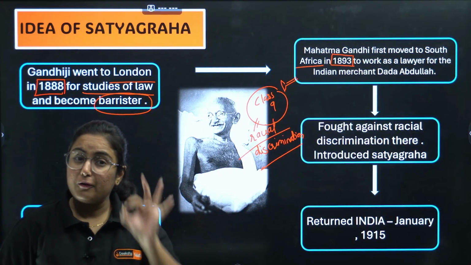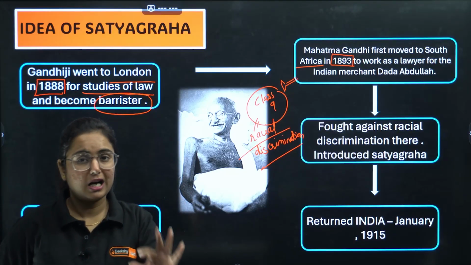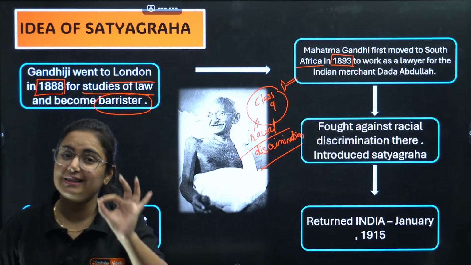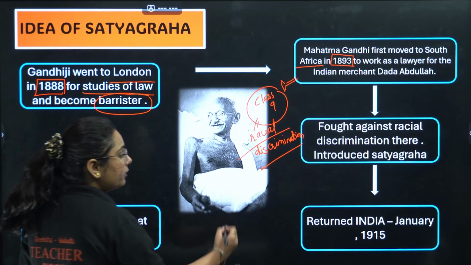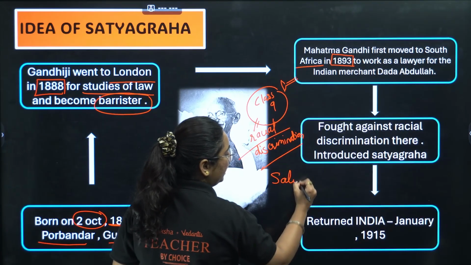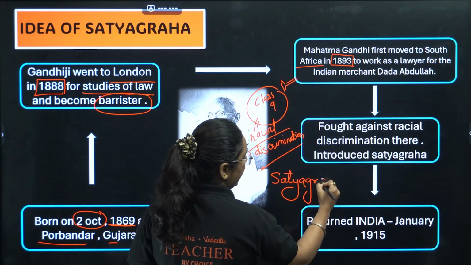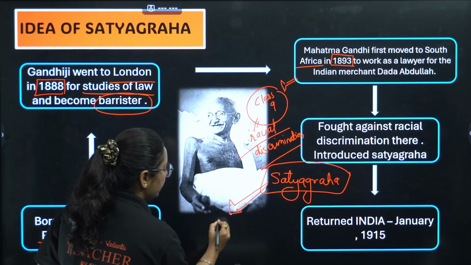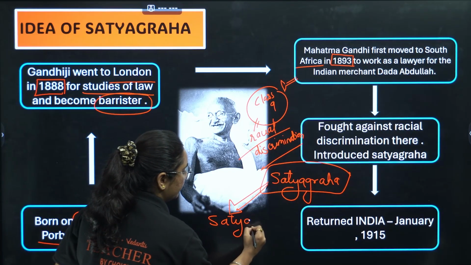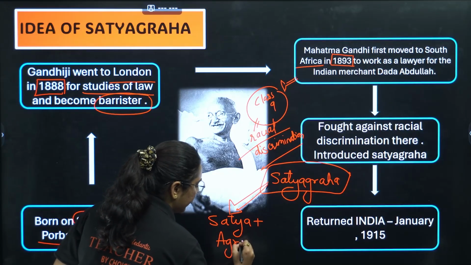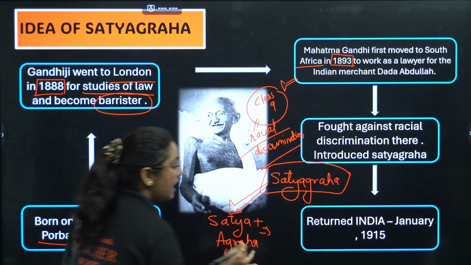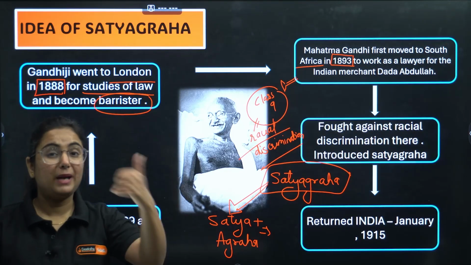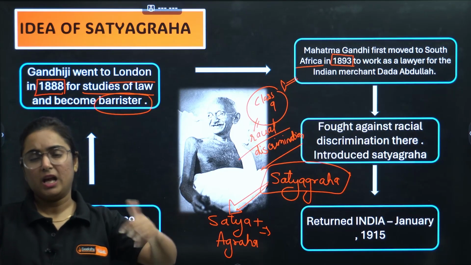But the way he fought in South Africa was different and introduced a new concept to the world, that is Satyagraha. Here we will be talking about what Satyagraha is. You can understand that it is Satya plus Agraha. In English it means based on truth. It is not only truth but based on truth and non-violence. He did the same.